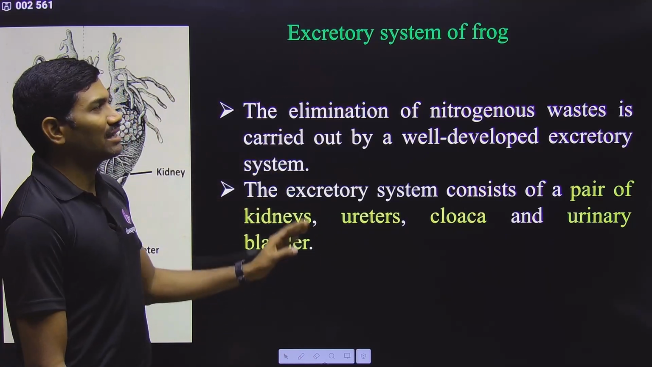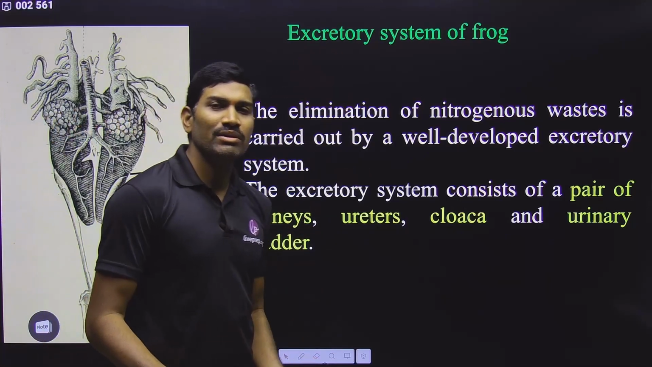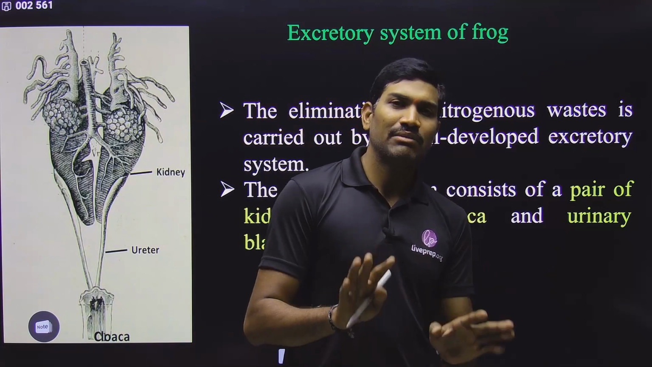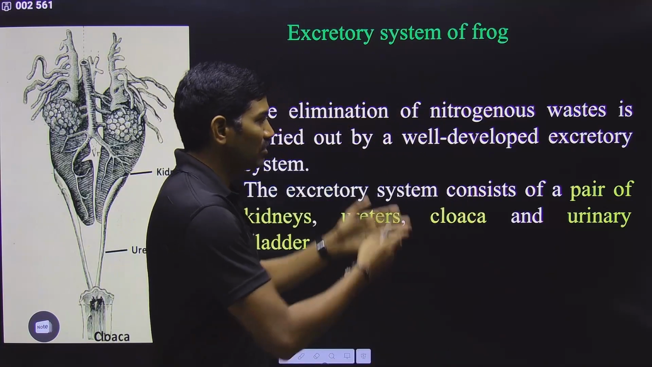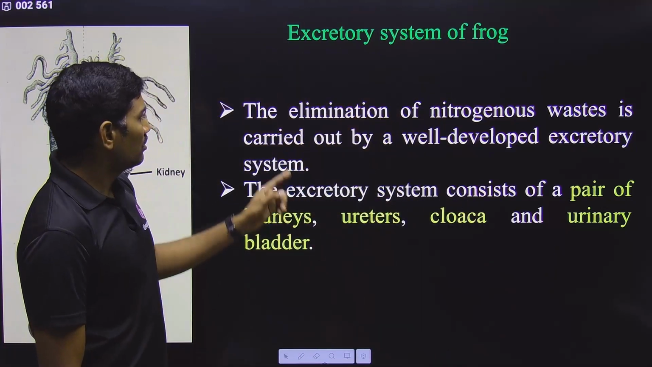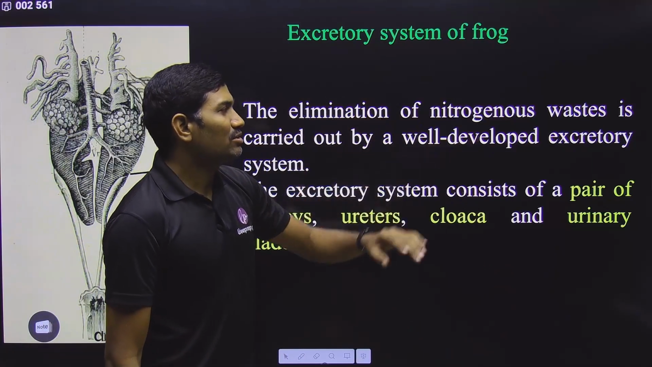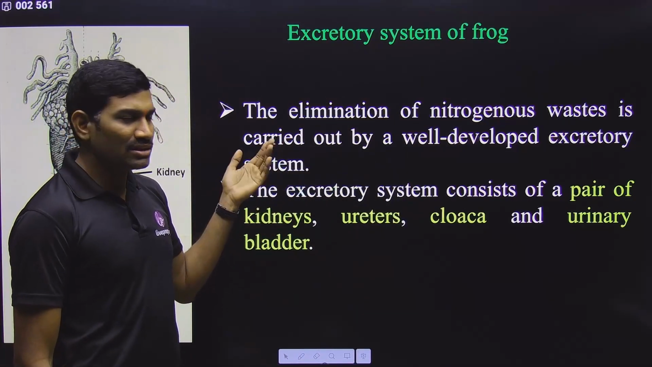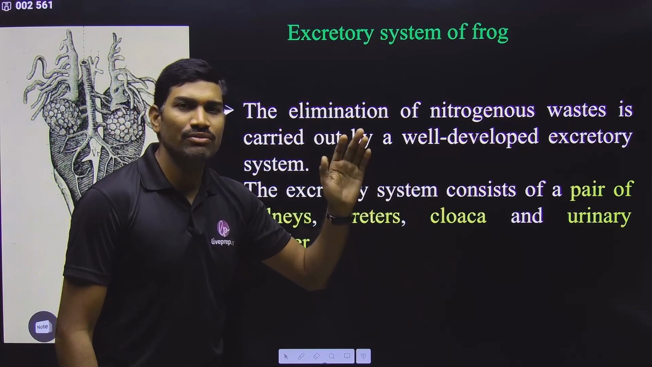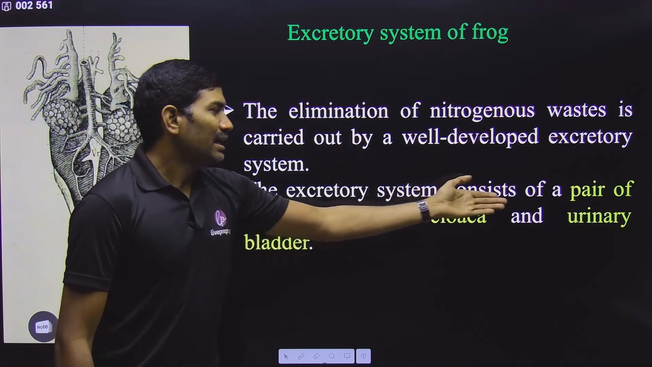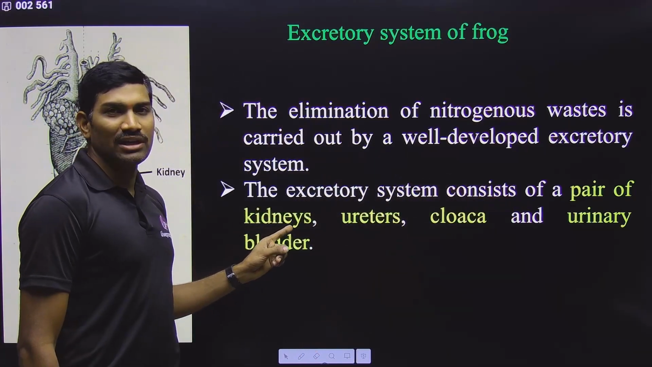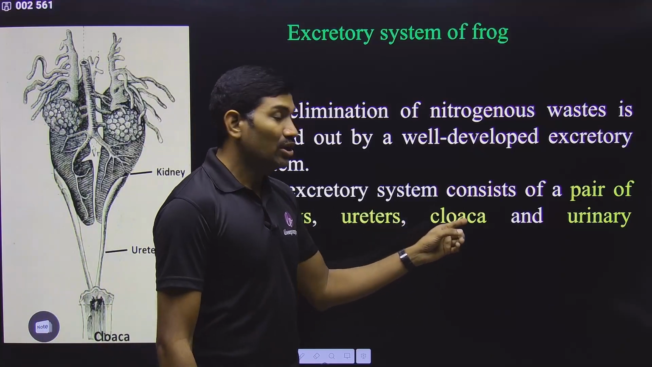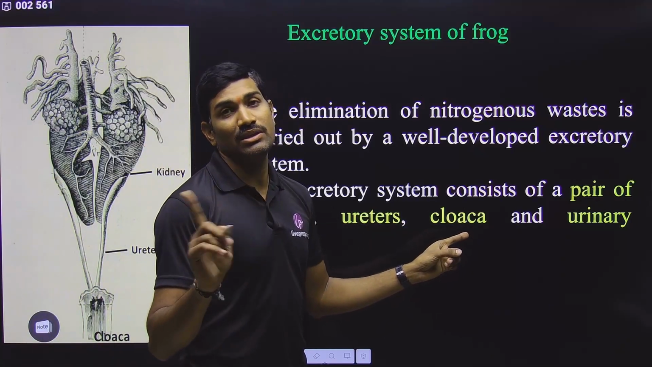Now we are talking about the excretory system of the frog. In the human we studied about the kidneys, nephrons, all the things, yes or no? Same things, majority of the content you are studying here also. So now let us quickly read this. The elimination of nitrogenous waste is carried out by a well-developed excretory system. So excretory system is there for elimination of nitrogenous waste materials. Excretory system consists of a pair of kidneys. We studied in human also. Ureters present in human also. Cloaca is not present in human. Please remember.